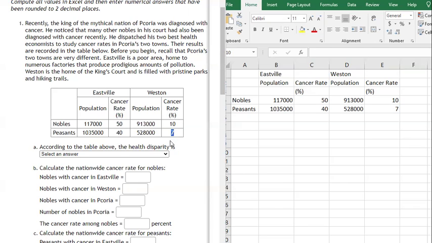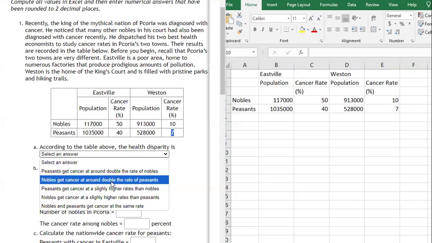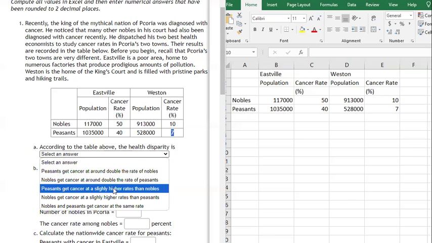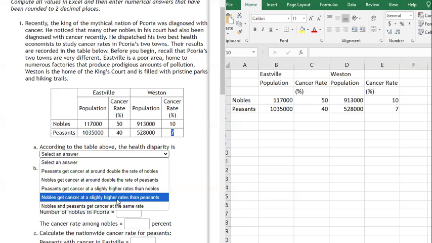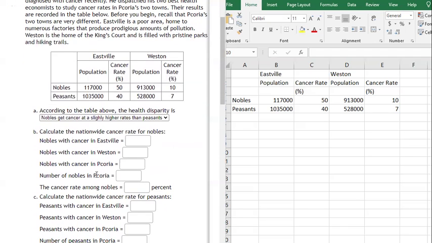So if you're looking at this table, you're thinking the health disparity is nobles get cancer at around double the rate. No. Nobles get cancer at slightly higher rates than peasants. That looks pretty obvious, 50 and 40, and then 10 and 7. Okay, so let's dig in a little bit deeper.